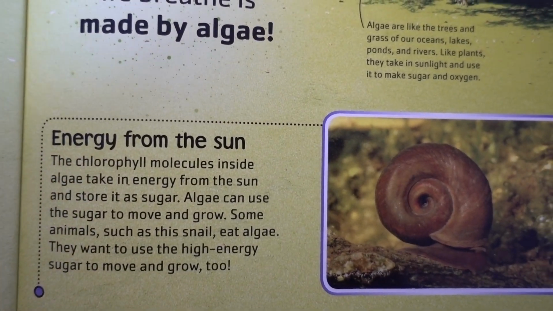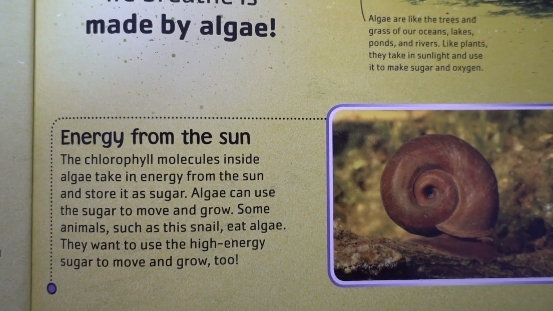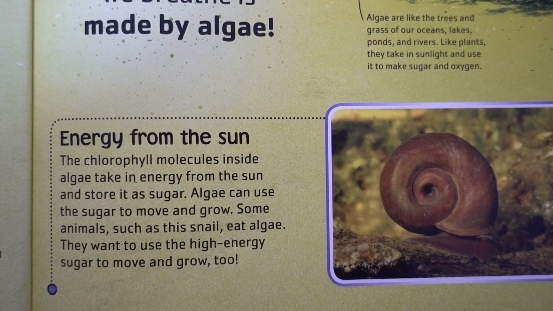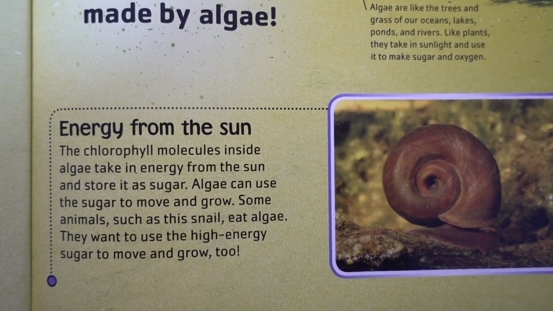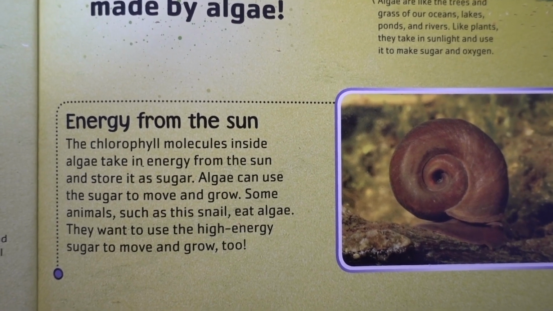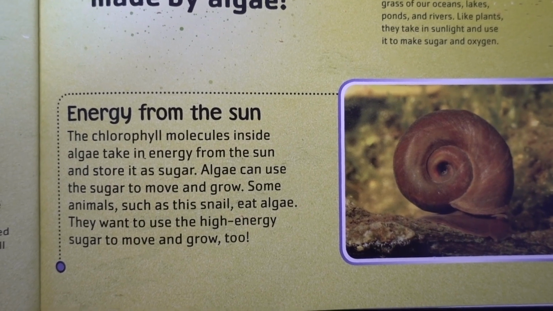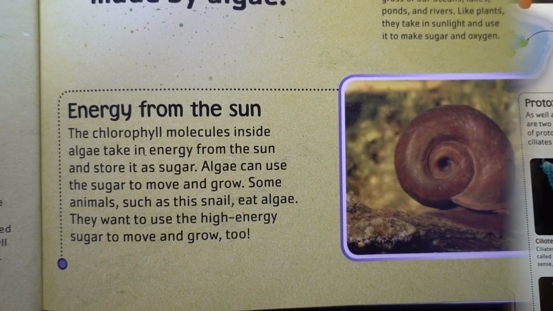Energy from the sun. The chlorophyll molecules inside algae take in energy from the sun and store it as sugar. Algae can use the sugar to move and grow. Some animals, such as this snail, eat algae. They want to use the high-energy sugar to move and grow too.